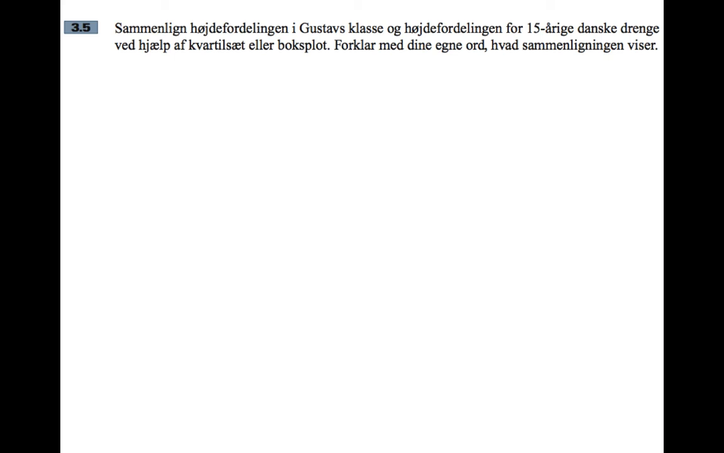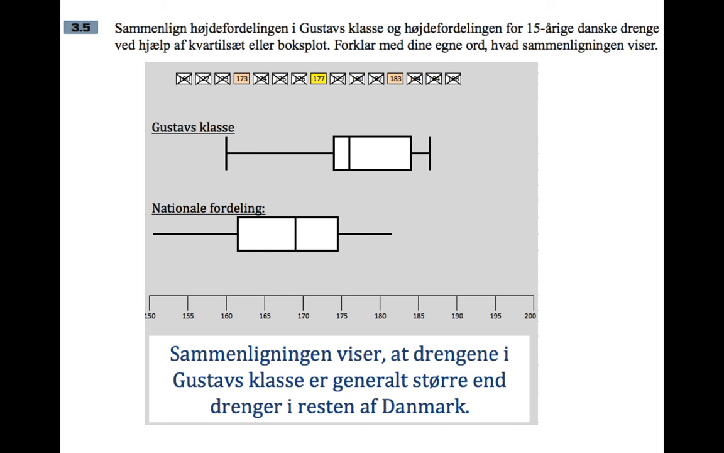3.5. Compare the height distribution in Gustav's class and the height distribution for 15-year-old Danish boys generally with the help of quartile sets or box plot, or ideally both, because if you do a box plot, then you'll be using the quartiles. Explain with your own words what the comparison means. Okay, so this is what I did at the time.